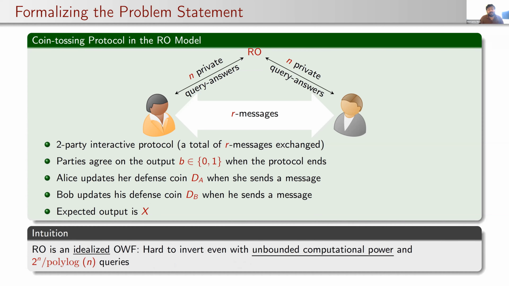So the intuition that I want you to have is the following. Random oracles are idealized versions of one-way functions because these are very difficult to invert even with unbounded computational power and exponential number of queries. So random oracle will serve as a proxy to one-way functions. Another way to interpret it is that one-way function will be an idealized, most difficult, hard to break function.